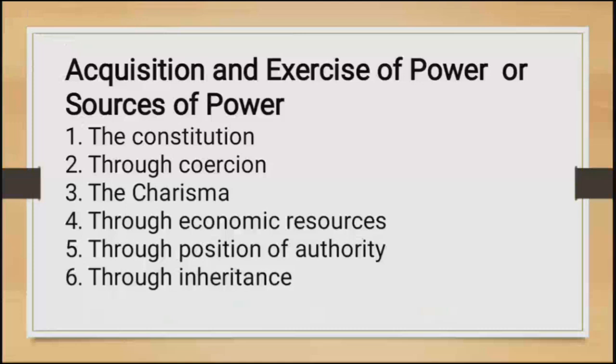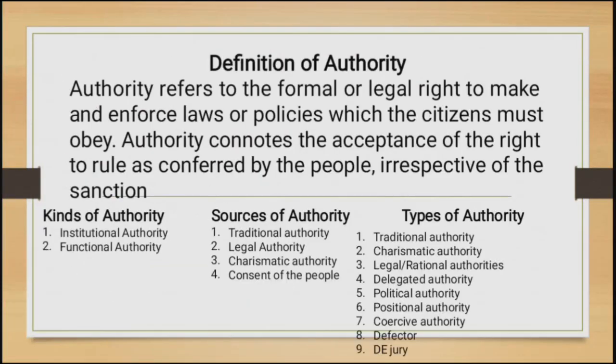This was what I was talking about: the constitution, coercion, charisma, economic resources, position of authority, and inheritance. These are the sources of power, or the different ways that people exercise or acquire power. Then I went to the definition of authority, saying that authority refers to the formal right to make and enforce laws or policies that a citizen must obey. So I was at kinds of authority, and I was asking, does anyone have any question before we move on to kinds of authority?